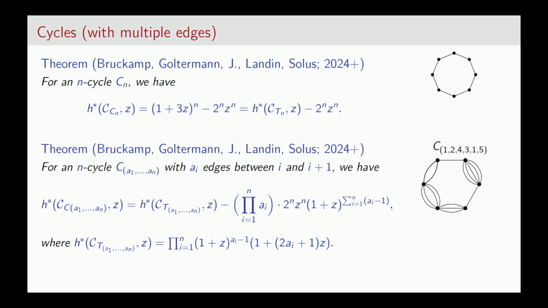And again, in this correction term, you have this 2 to the n, c to the n. And then there's something else which comes from the multiplicities. In particular, if you plug in a equals 1, then you recover this above. And the method is, again, a mixture of half-open decompositions and one sums. Okay.